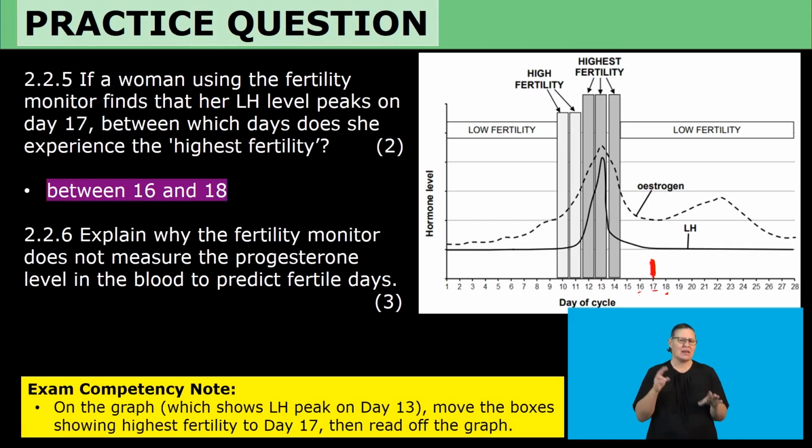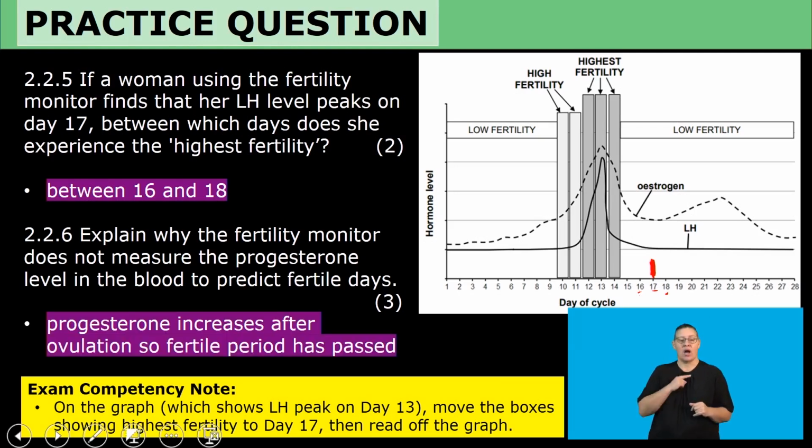2.2.6. Explain why the fertility monitor does not measure the progesterone level in the blood to predict fertility days. This is an explaining question. Progesterone increases, that's 1 mark, after ovulation. So fertility period has passed.